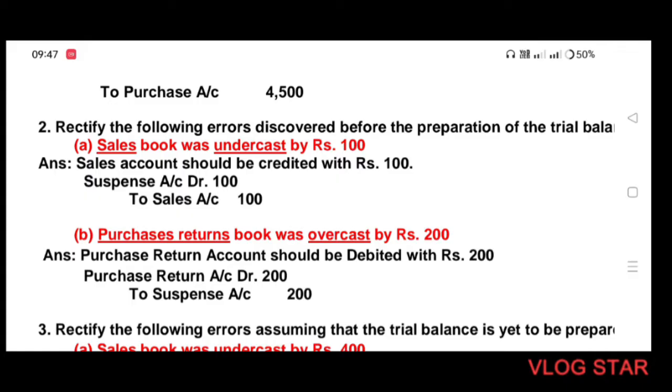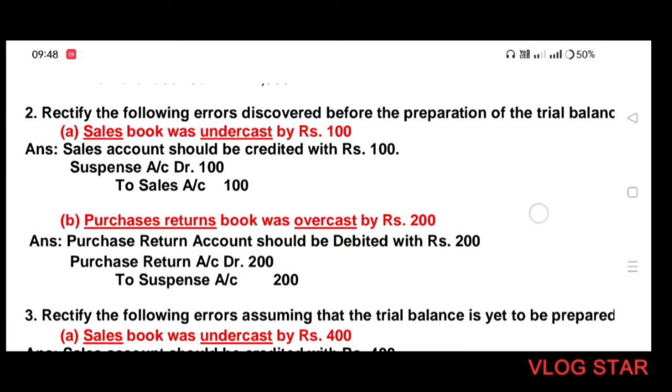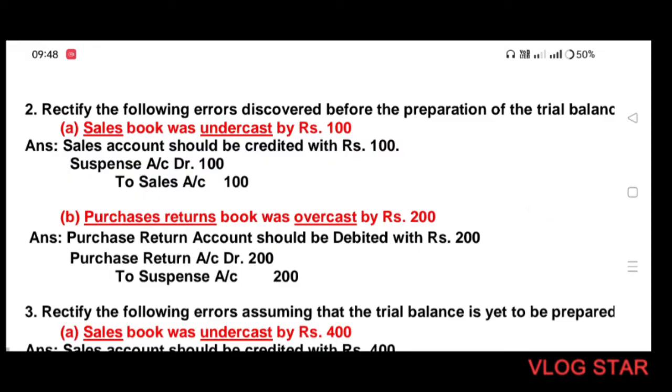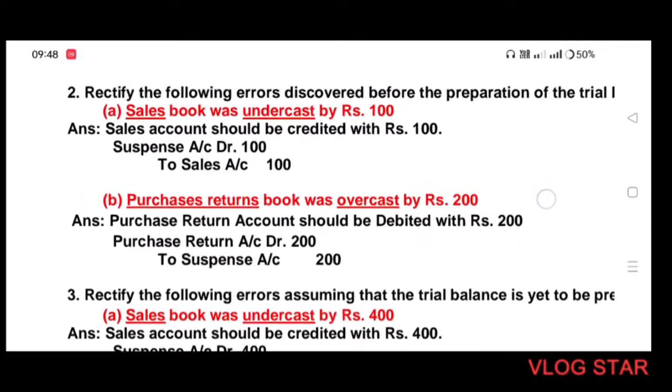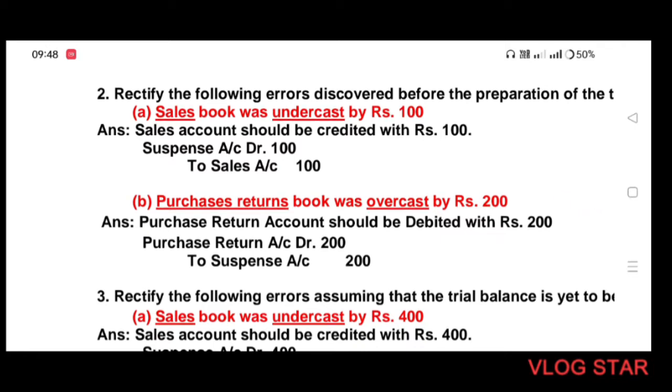Rectify the following errors discovered before the preparation of trial balance. Sales book was undercast by rupees 100. So, sales account should be credited with rupees 100. Why? Sales is a credit balance. Simple. Undercast means you have to write the original. Originally sales is a credit, so you have to write in credit. Sales account should be credited with rupees 100. So, the journal entry is suspense account debit to sales account.